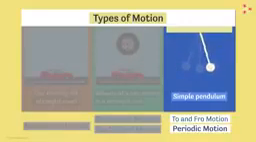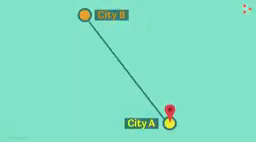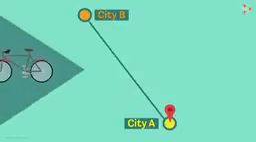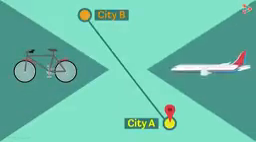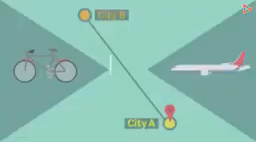Now let me ask you a question. Suppose you want to travel to city B from city A. Which mode of transport will get you quicker to the destination? A bicycle or an aeroplane? Obviously, an aeroplane. Because the speed of an aeroplane in air is much quicker than the speed of a bicycle on a road. But what is speed?